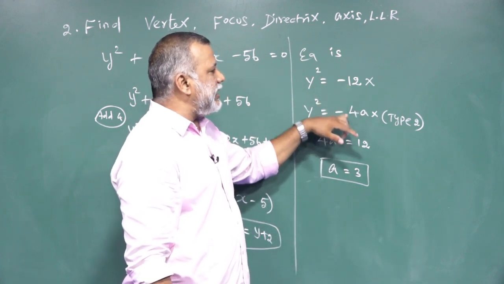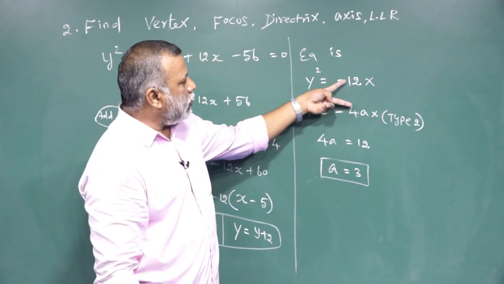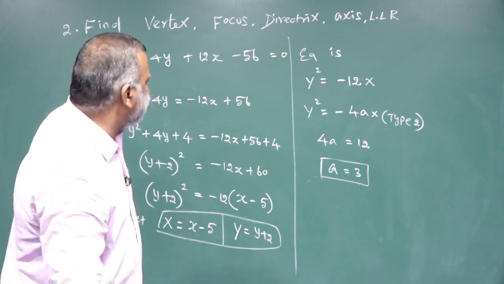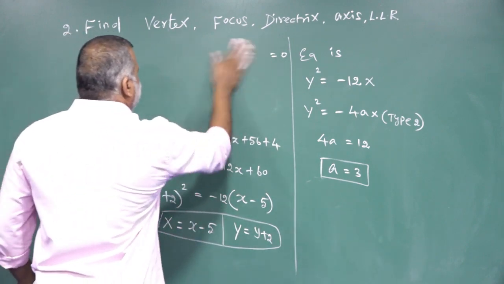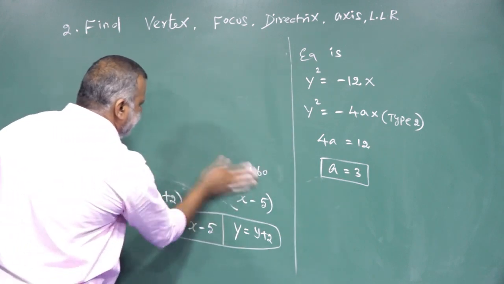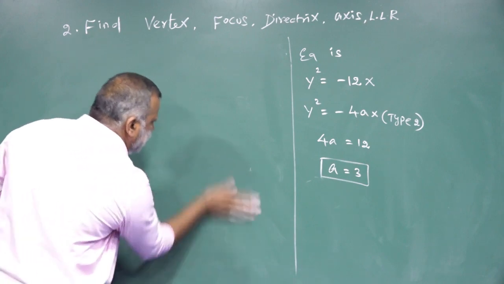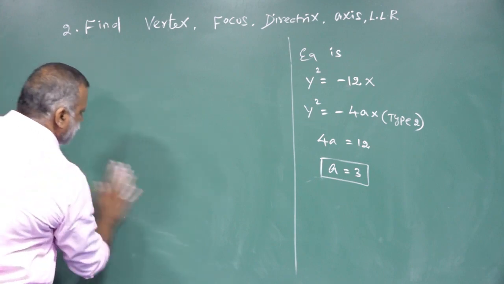Now compare with the standard type, y squared equal to 4ax. It is type number 2. 4a equal to 12. From that we are able to conclude a equal to 3. Now we already worked out question number 1, where we worked out a table. In the same formation, you are going to work out a table here also.